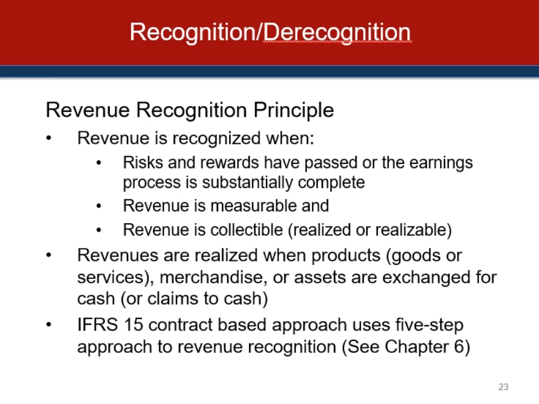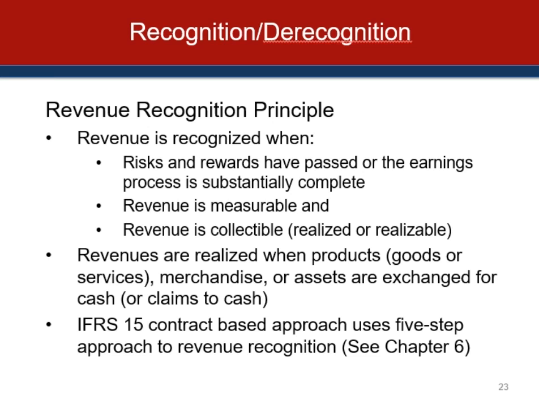So when products or merchandise or assets are exchanged for cash or claims to cash, you've completed everything you need to do. You don't have any issue with measurability because the value has been actually exchanged for cash. So the collectability is also not an issue. So when those three things are true, we recognize the revenue.